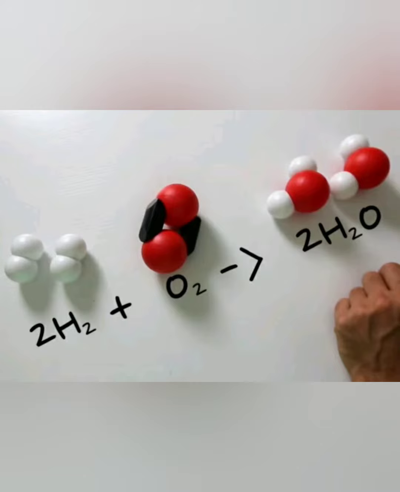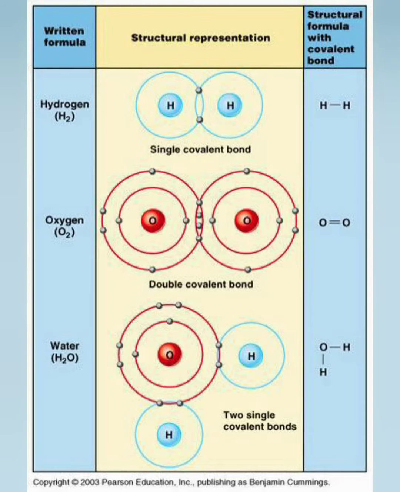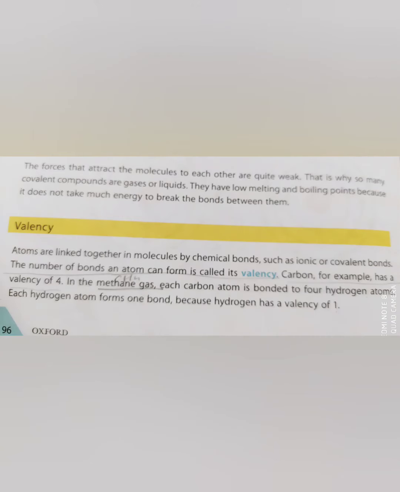There are 2 water molecules shown, and these molecules together do not have too much electrostatic force. That's why these molecules are not too strong and their forces are weaker. Covalent molecules are shown in this diagram: hydrogen gas molecule, oxygen gas molecule, and water molecule. In hydrogen gas molecule, one electron is shared between hydrogen atoms, and in oxygen molecule, 2 electrons are shared between 2 oxygen atoms.